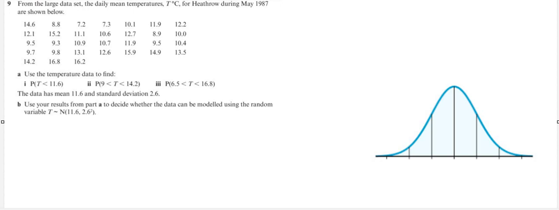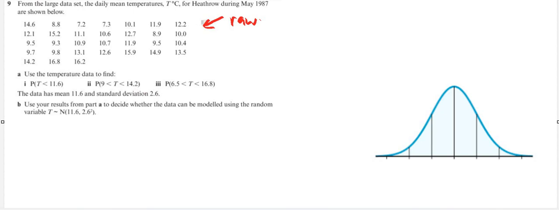Okay, so this is a typical normal distribution question. This time they've given us raw data. Raw data literally means they've given us the numbers and we have to do something with them. So we need to use our calculators, enter these into the statistics function, and work out what the answers to these questions are.